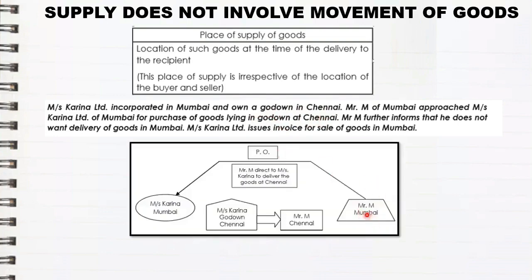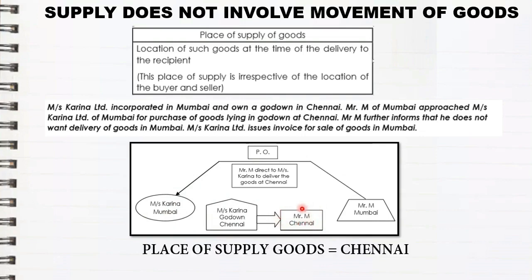Mr. M of Mumbai gave a purchase order to Karina Limited. Mr. M directs Karina to deliver the goods at Chennai itself. Now Karina Limited is incorporated in Mumbai but has a godown in Chennai. Mr. M from Mumbai informed Karina that don't give me the goods at Mumbai, but you have the goods at Chennai and give it to me there itself. At that time, the place of supply will be nothing but Chennai. So here in this particular example, the place of supply of goods will be Chennai, and at this place, GST will be charged.